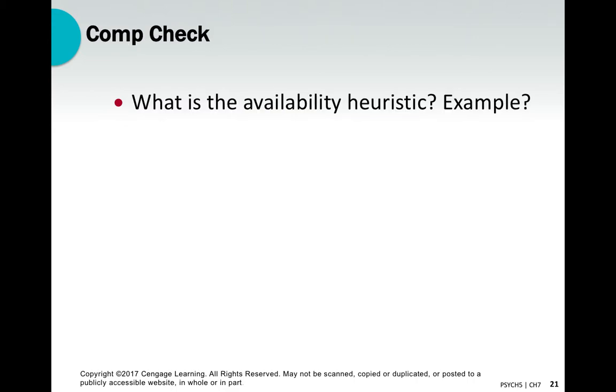Okay, so comprehension check. I know we just talked about this, but what is the availability heuristic? Give me your own example. Give me a different example than the ones I provided. See if you can come up with your own.